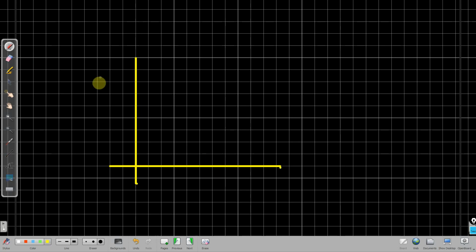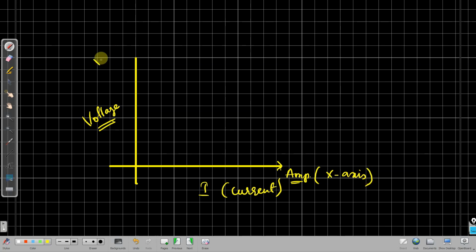This graph is called VI characteristics. VI characteristics in the sense that this graph has voltage on one of the axes and current on the other axis. The current measured here was in amperes. You can take either one anywhere. The current can be taken on the x-axis as well as on the y-axis. There is no problem. And if you take voltage on the y-axis, no problem. You can also take it on the x-axis too. All right.